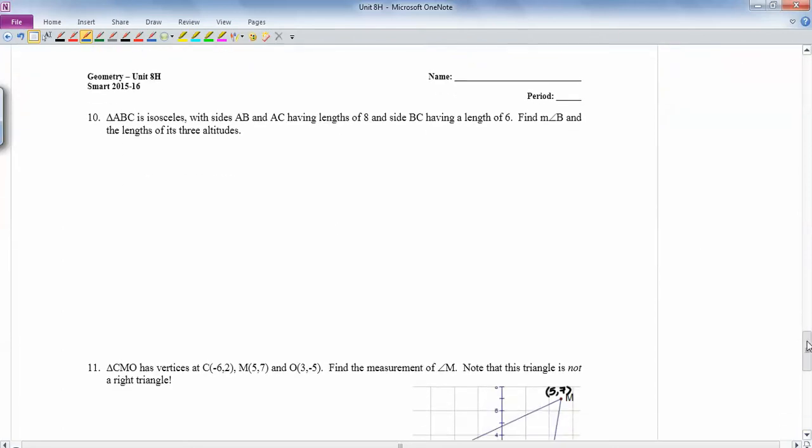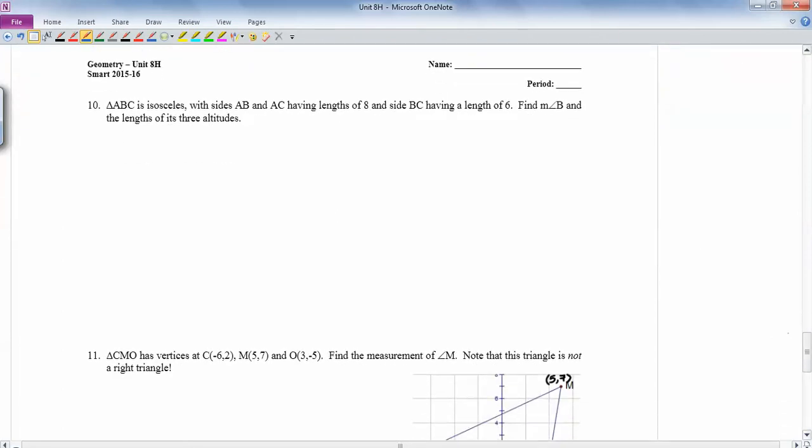Okay, we'll do 10, and then I'll probably stop there for now. So 10, we've got ABC is isosceles. AB and AC are both 8. BC is 6. And we have to find the measurement of angle B and the length of its altitudes.